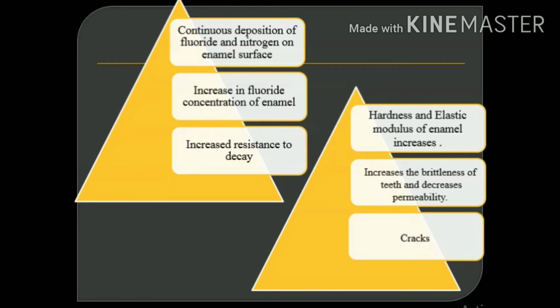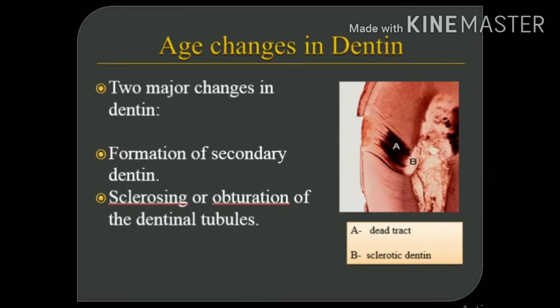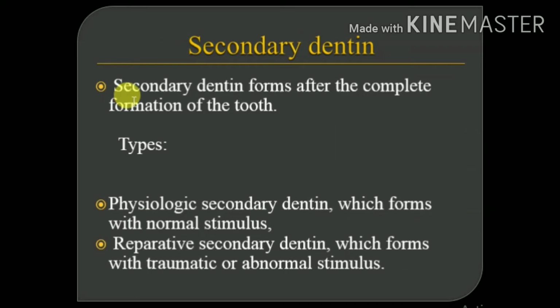So moving on to age changes in dentin, we get to see two major changes in dentin. There is a lot of secondary dentin formation, reparative dentin formation, and we see sclerotic dentin. We have dead tracts, and sclerotic dentin means the sclerosing or obturation of the dentinal tubules. So secondary dentin forms after the complete formation of the tooth.